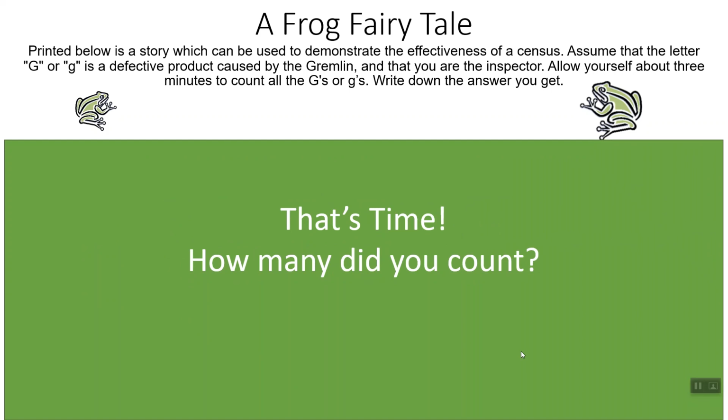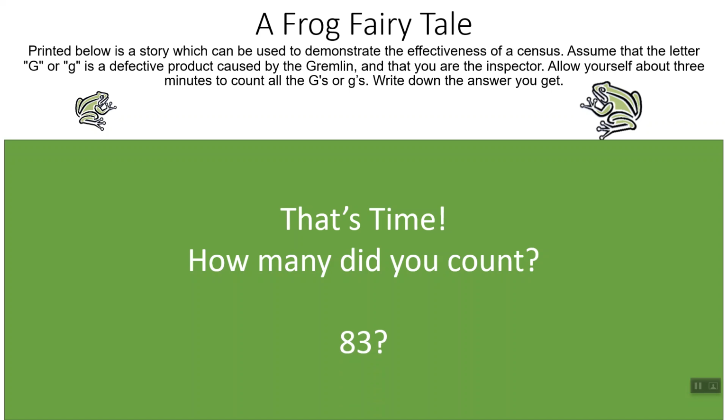And that's time. So how many G's did you count? Was it 80? How about 82? Maybe 84? Or was it 79? Well, when we did this 2 summers ago with a room full of about 20 AP statistics teachers, only 2 people got the correct answer. The correct answer is 83. So there were 83 G's.